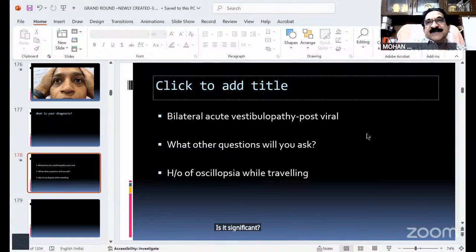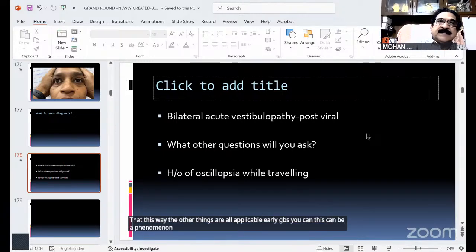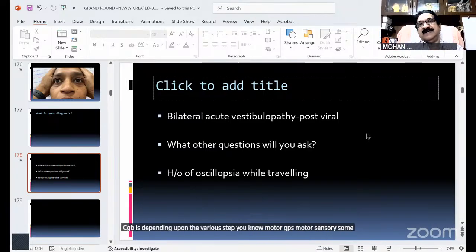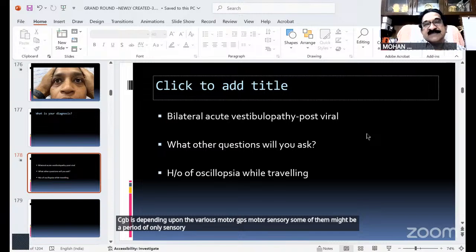Well, that only indicates the severity of the involvement. That is why the other things are all applicable. In early GBS, you can get this kind of phenomenon. Otherwise, that can be involved. See, GBS, depending upon, there are various types: motor GBS, motor sensory, some of them might be predominantly only sensory. So various types. In classical GBS sensory is less affected, but in some GBS the sensory is also predominantly affected.